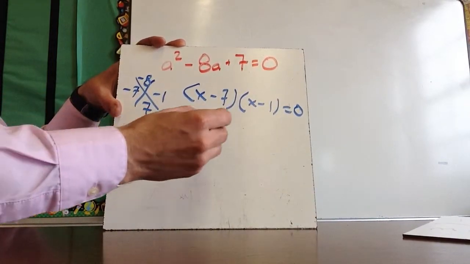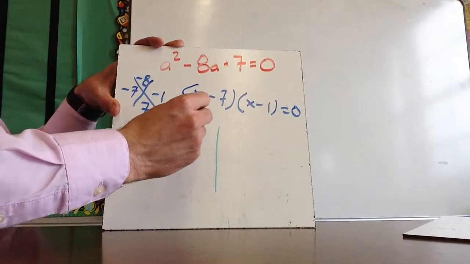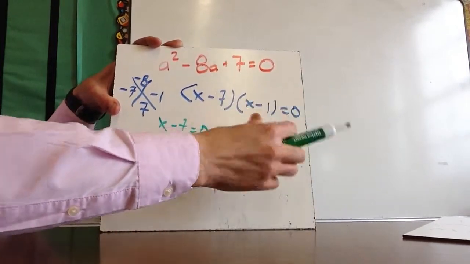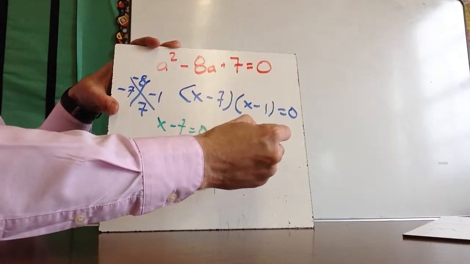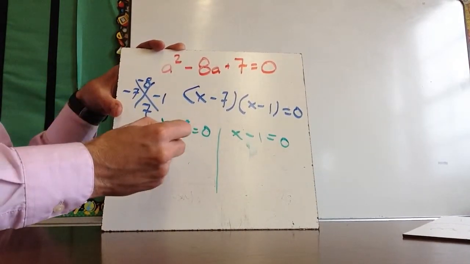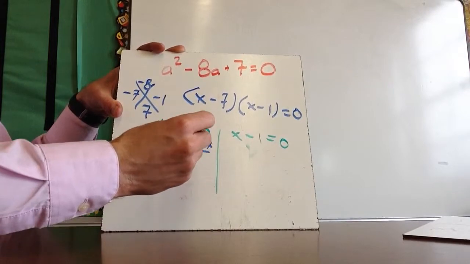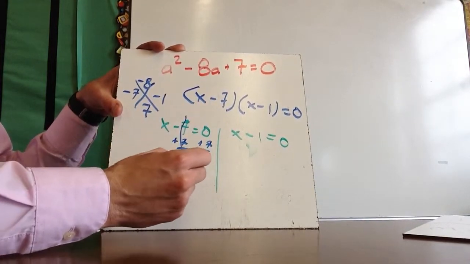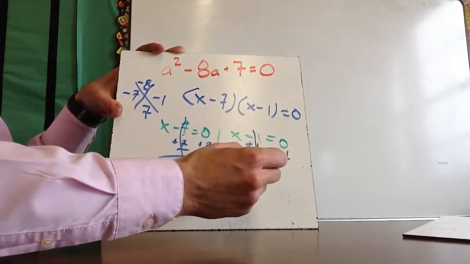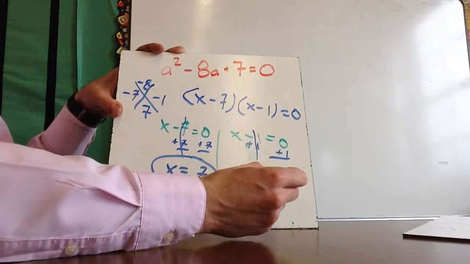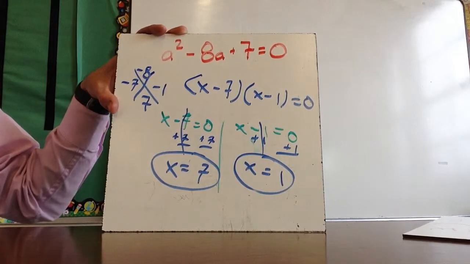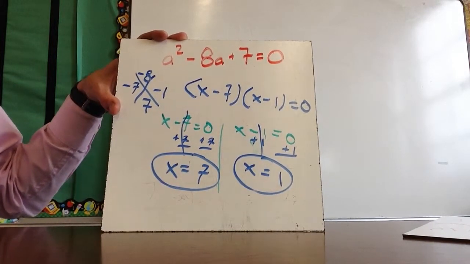And then from there I can just break this into two problems. x minus 7 equals 0. And x minus 1 equals 0. Add 7 to both sides over here, and I am left with x equals 7. Add 1 to both sides on this side, and I'm left with x equals 1. So remember, I got two answers now for x.